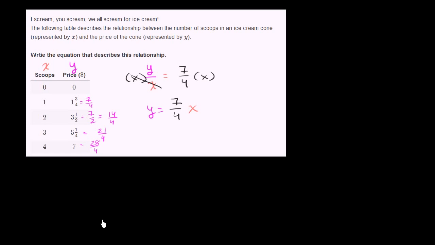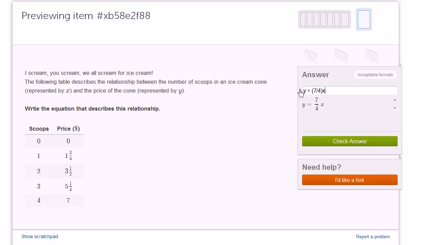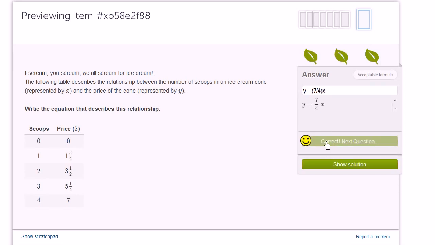So y is equal to 7/4 x. So we would just write y is equal to 7 over 4 times x. And let's check our answer. And we got it right.